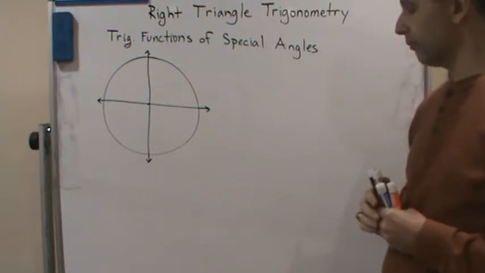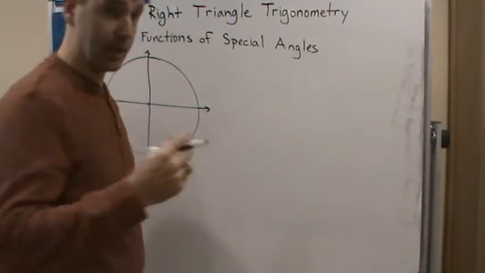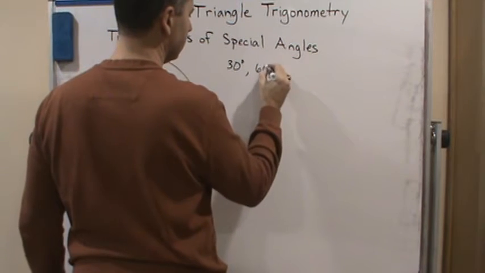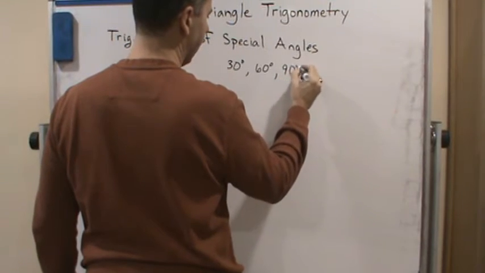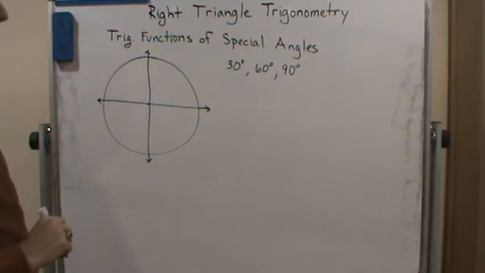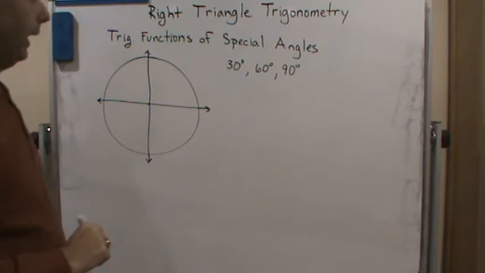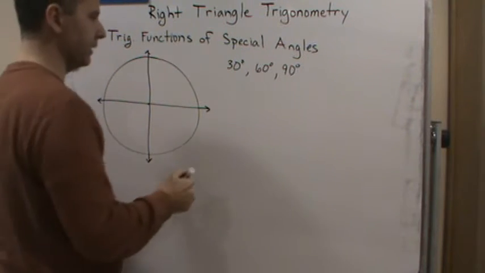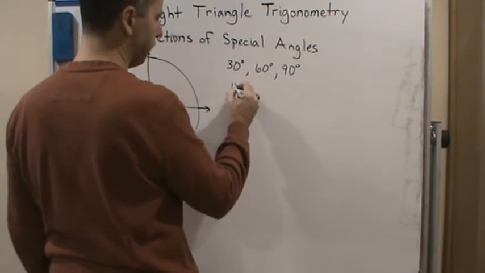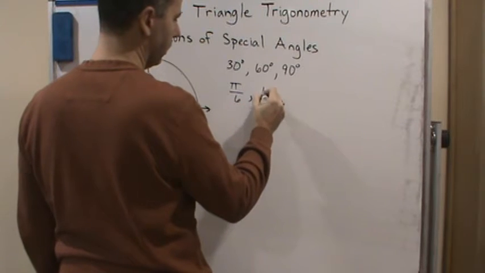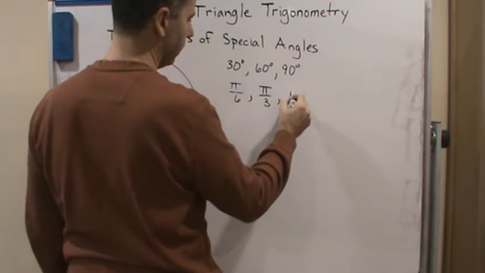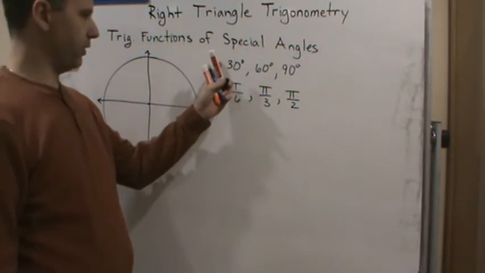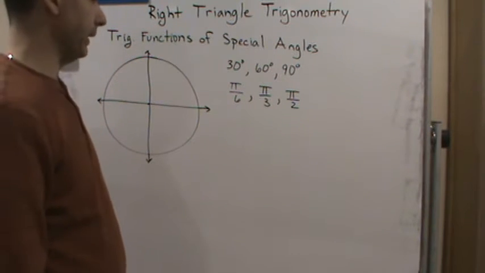Okay, so let's take the first type of triangle, which is a 30, 60, 90 triangle. So 30 degrees, 60 degrees, 90 degrees. And the equivalent in radians, again, make sure you're familiar with radians, is going to be pi over 6, pi over 3, and pi over 2. So these are in degrees, and these are the angles in radians.